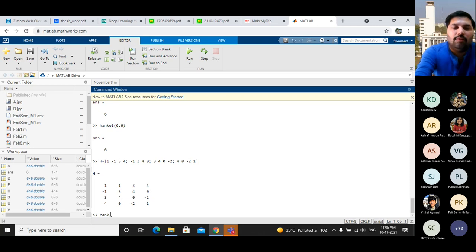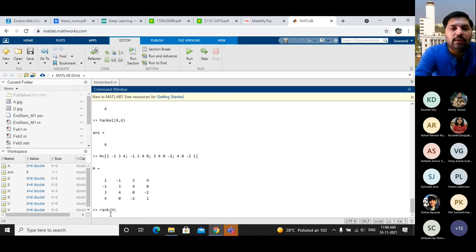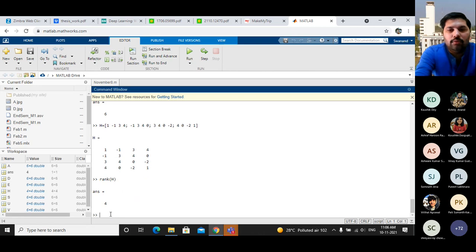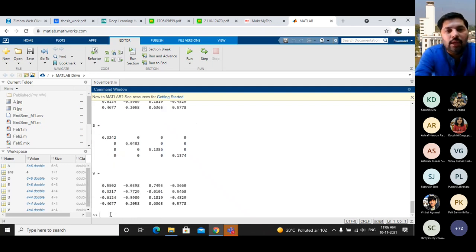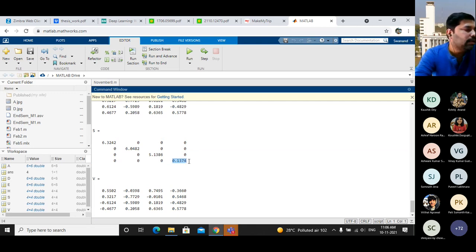Let us check the rank of this matrix. The rank of this Hankel matrix is 4. Let us check the singular value decomposition. I will rewrite the previous USV: USV is equal to the SVD of this Hankel matrix H. What are the singular values? 6, 6, 5 and 0.134. The smallest singular value is comparatively smaller than the 3 other singular values. It's not very small, but it is comparatively smaller.